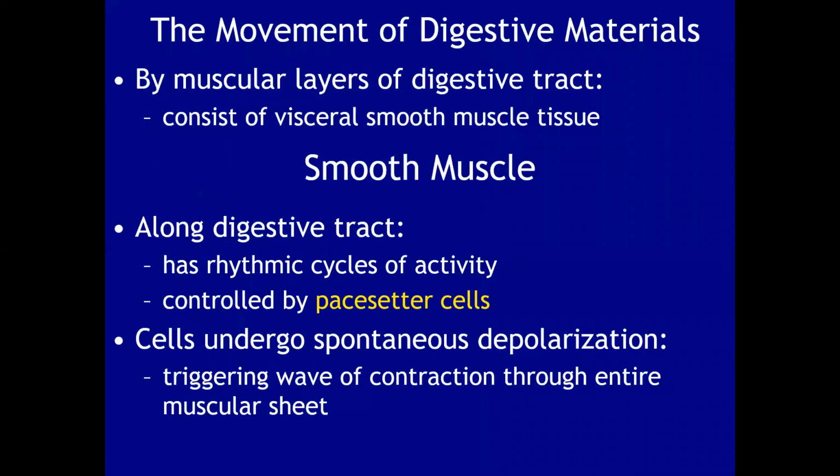So let's talk about moving materials through your digestive tract. We have visceral smooth muscle that is controlled by pacesetter cells. And these cells undergo spontaneous depolarization, and that allows for contractions to go through the entire muscle.